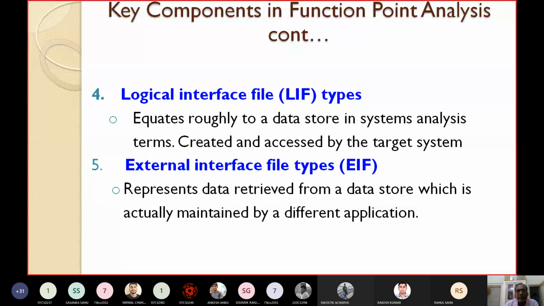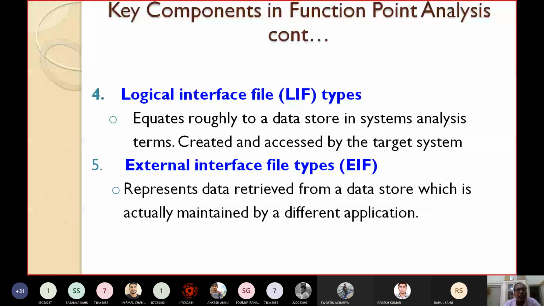So external interface file represents the data which are retrieved from where? Which are retrieved from a store which is not maintained by that system. Rather, it is actually maintained by a different application. So this is known as external interface file types. Very easy. Again, I have put every definition in one slide. That is very easy. You will read yourself.